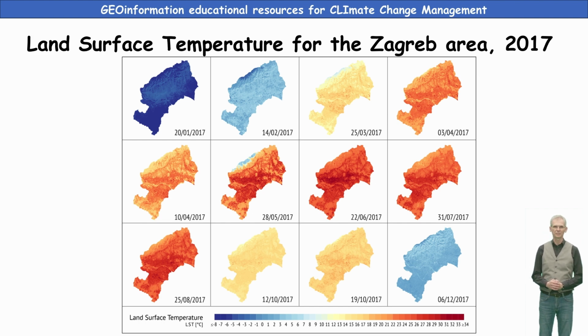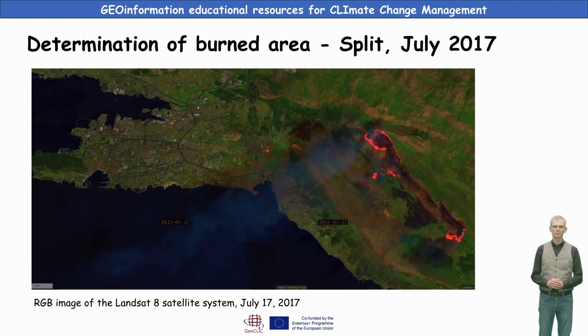The approximate land surface temperature can be calculated using remote sensing methods also. The Landsat satellite system also creates thermal images that are used for that purpose.